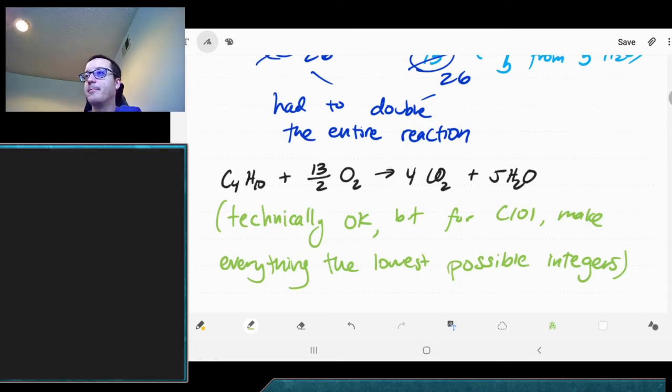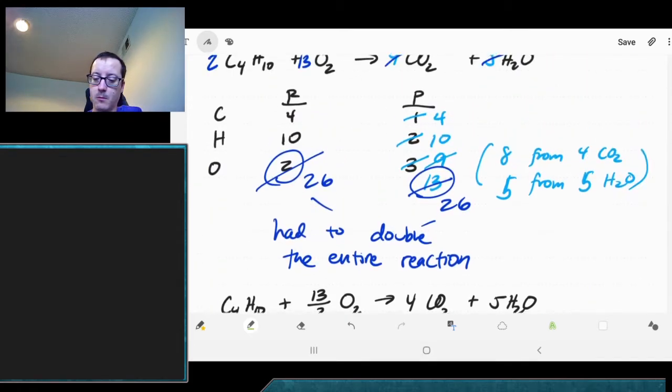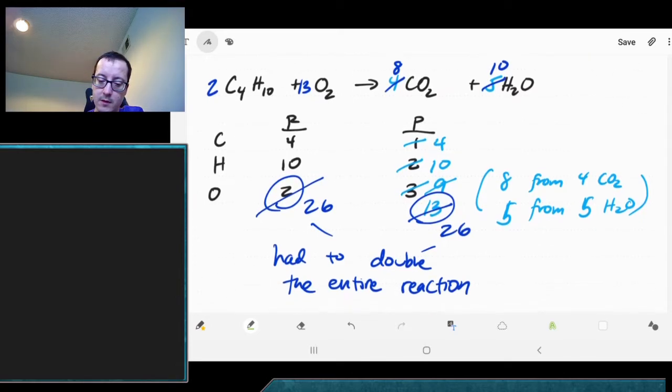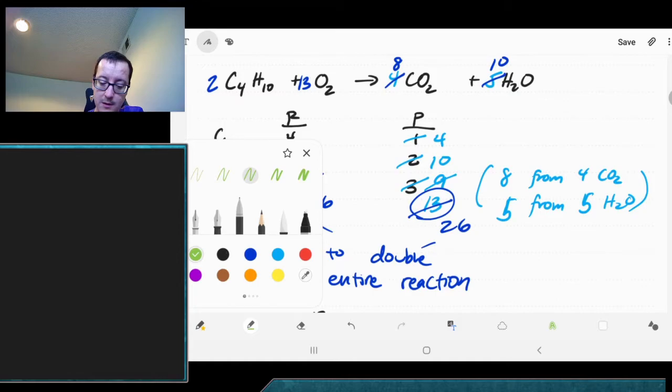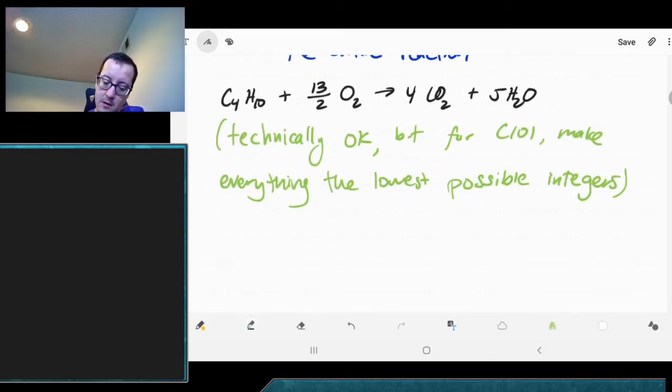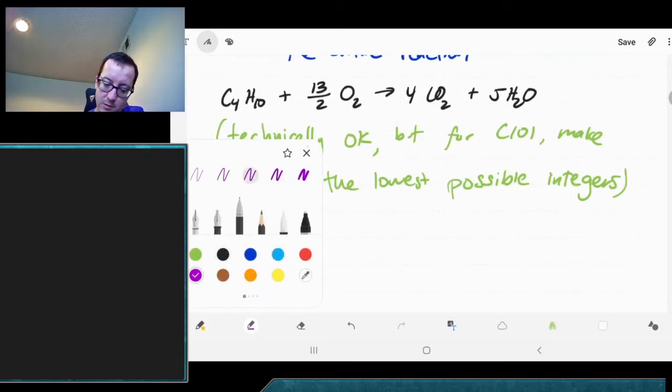Okay, so with this, we would prefer our answer to be the one written in the dark blue letters here. We want the 2, 13, 8, and 10 as our reaction coefficients for this particular example. All right, so there is, of course, a way to get around this. Let's write it in purple.